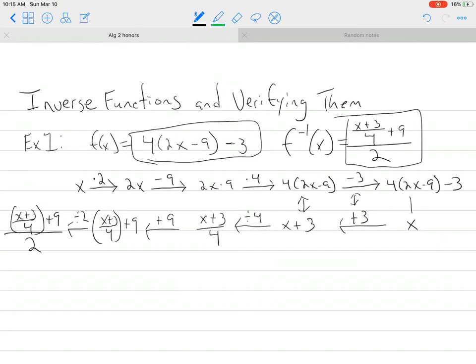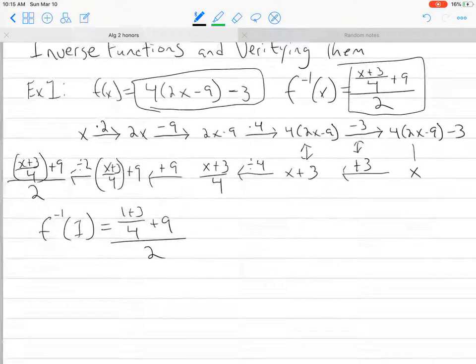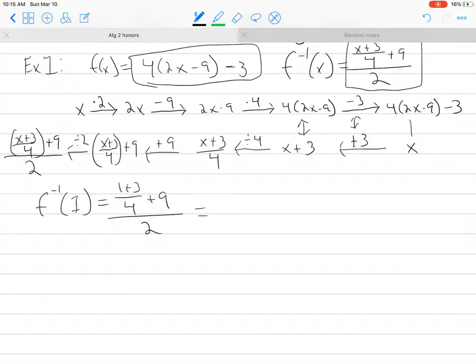So this works out really nice. So I'm going to start with the inverse, and I'm just going to plug a 1 in because it's going to give me a nice, even answer. So I plug in 1 for x, I get 1 plus 3 over 4 plus 9, all that divided by 2. Which becomes 4 over 4 plus 9 divided by 2, which becomes 1 plus 9 divided by 2, which becomes 10 divided by 2, which becomes 5. So my output is 5.